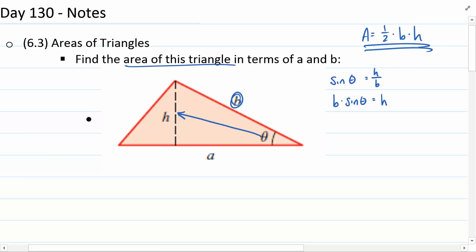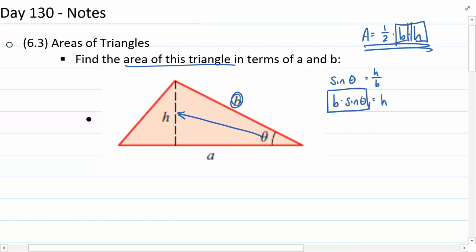Now, I don't want you to be too thrown off by this, but I'm going to make a replacement here. I'm going to replace the letter H in my formula above with this value here, B times sine of theta.